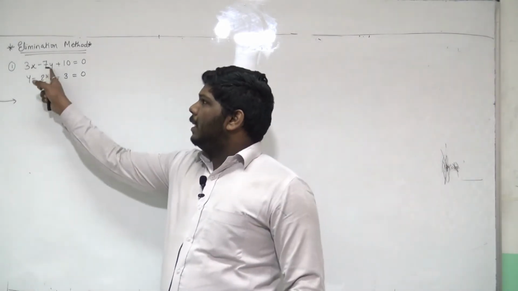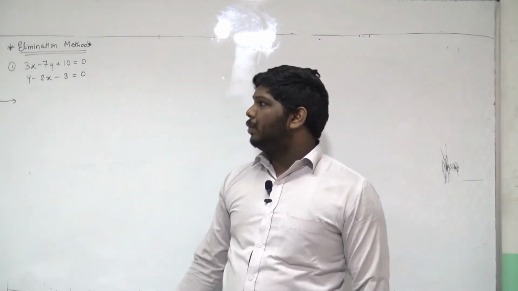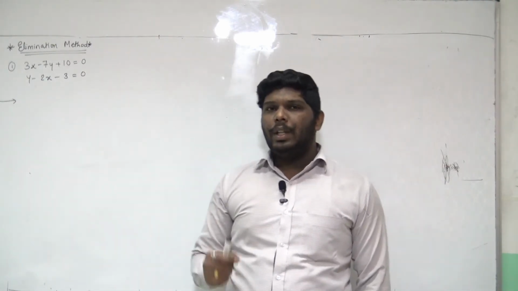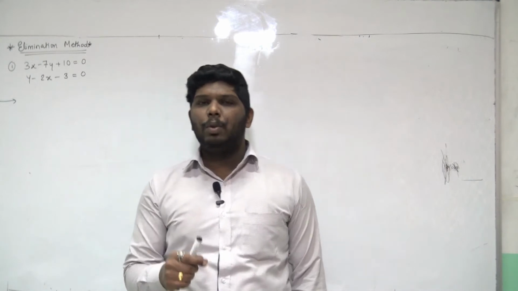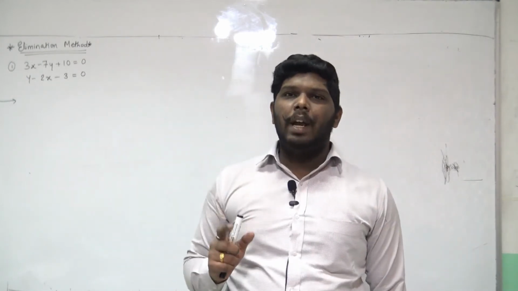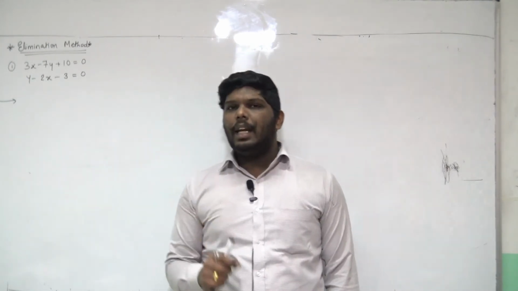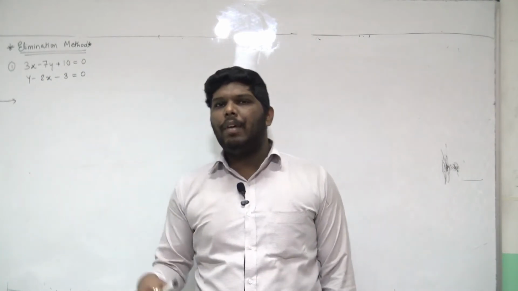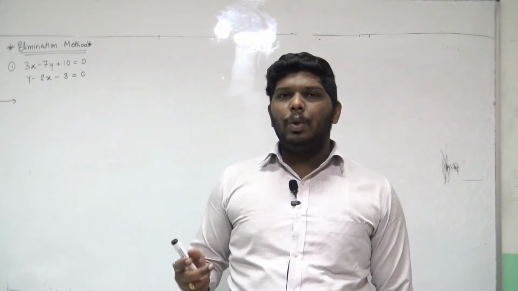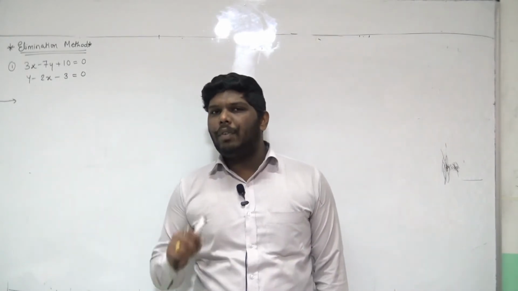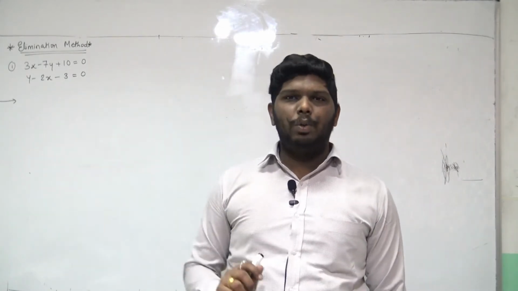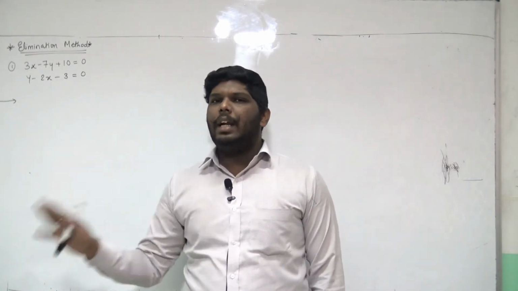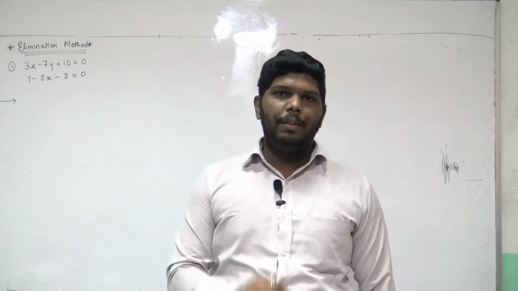We have 3x minus 7y plus 10 is equal to 0 and y minus 2x minus 3 is equal to 0. In the elimination method the first step is to write the equations in standard form. And what is our standard form? It is ax plus by plus c is equal to 0, or ax plus by is equal to c. Here I am going to write it in the form ax plus by is equal to c. It means first the x term, second the y term, and on the right hand side the constant part.